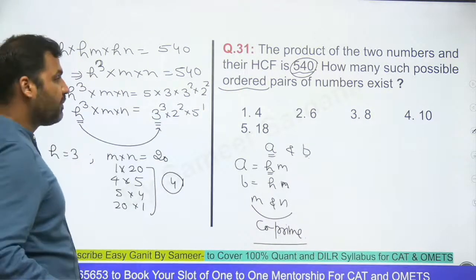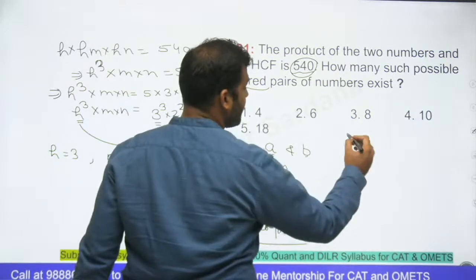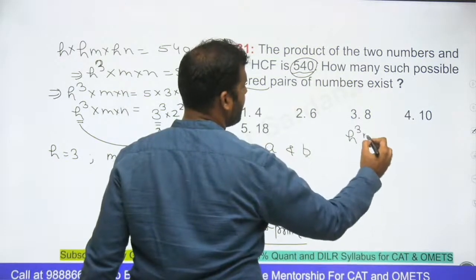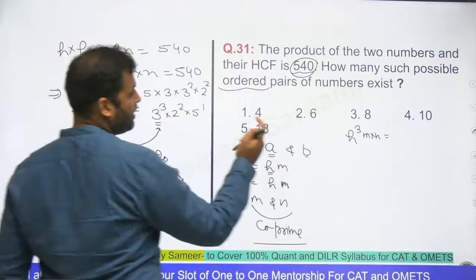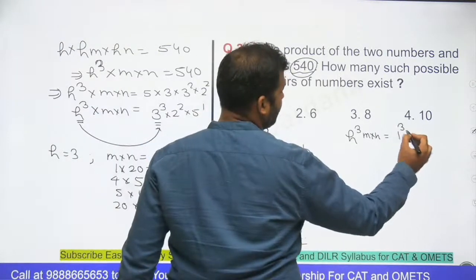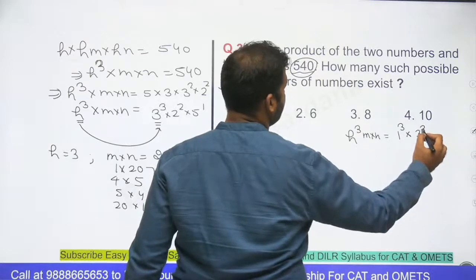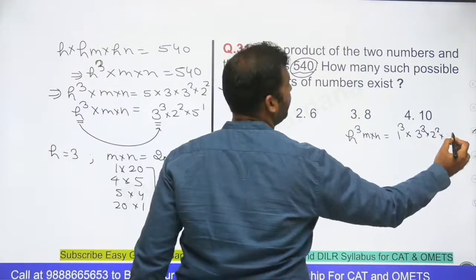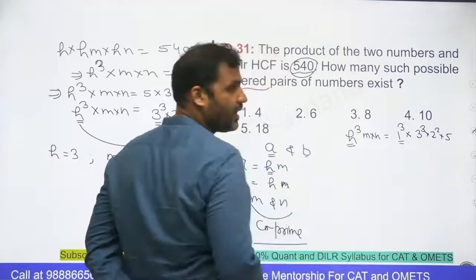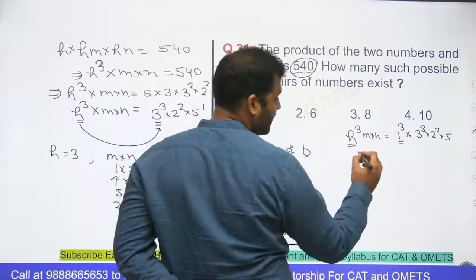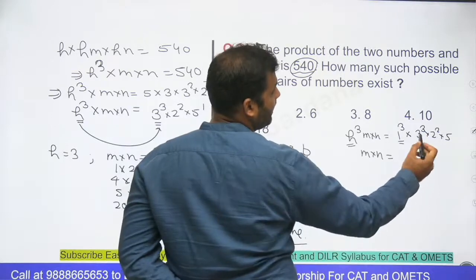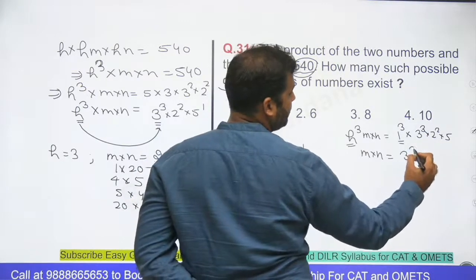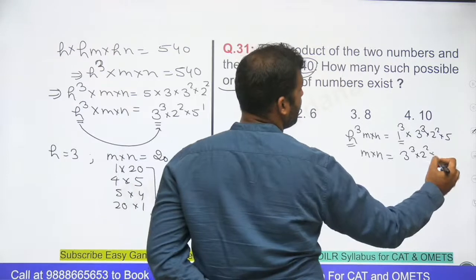Then the second possibility is that can I also take H to be 1? The value of H cube into M into N, children, is 3 cube into 2 square into 5. So I can also write this as 1 cube into 3 cube into 2 square into 5. Can I also take H to be 1? Yes, H can be 1 also. That means M into N will be equal to 3 power 3 into 2 power 2 into 5.